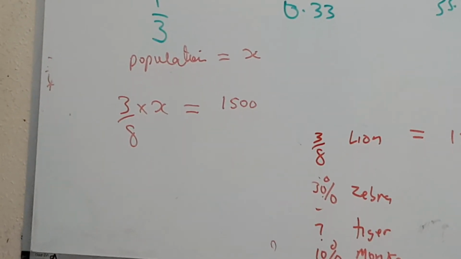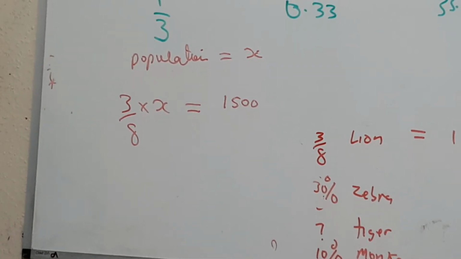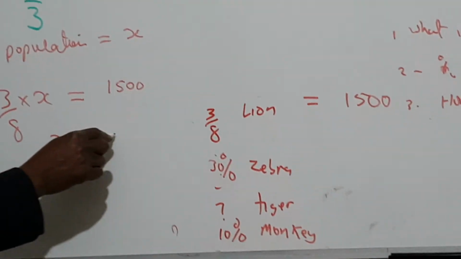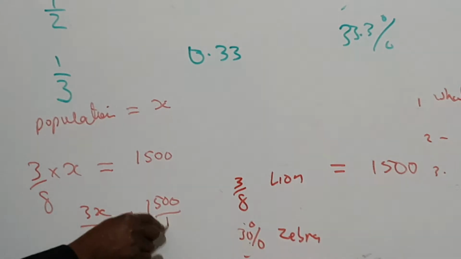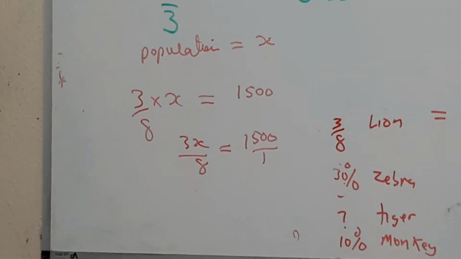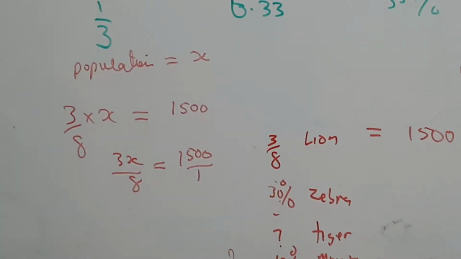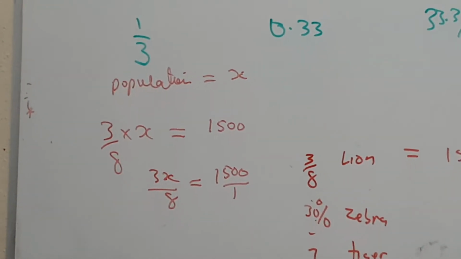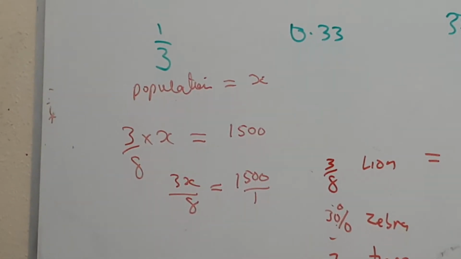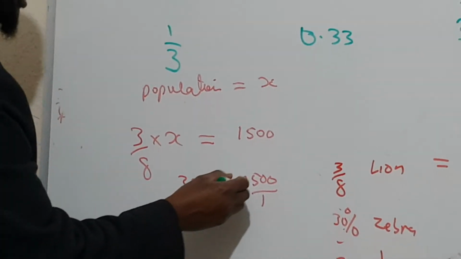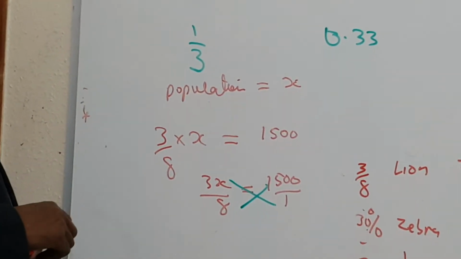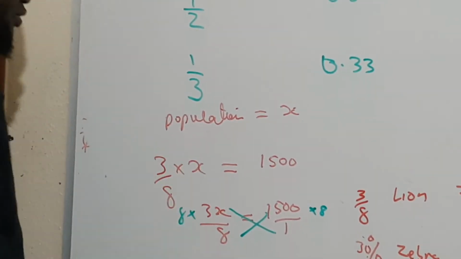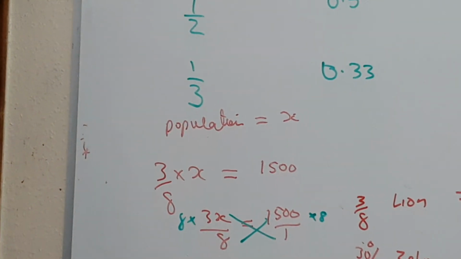Do you get that one? This means 3x over 8 is equal to 1,500 over 1. Am I not right? How do you solve this? Through algebra. How do you sort it out? We can cross multiply. You can multiply that by that and that by that. Or multiply both sides by 8 to get rid of the fraction. Either way, it's the same.